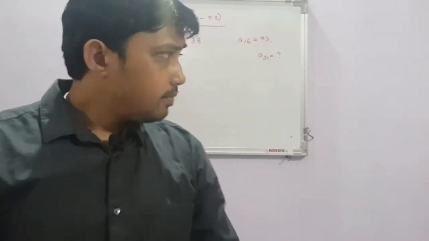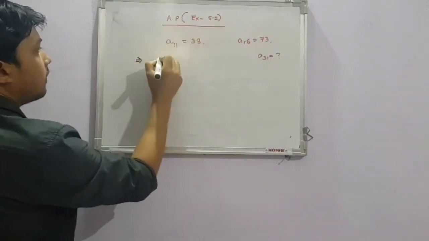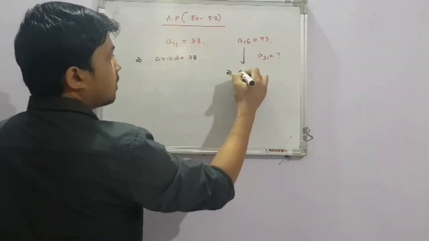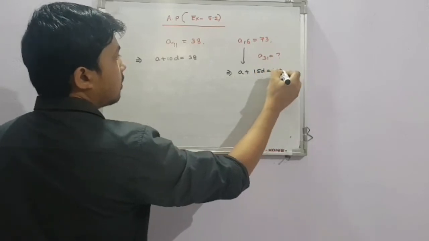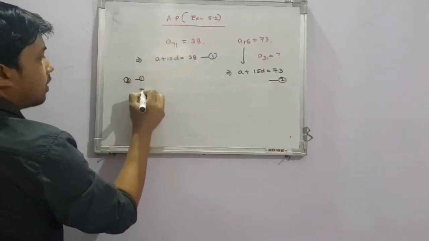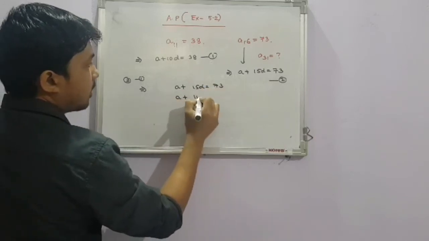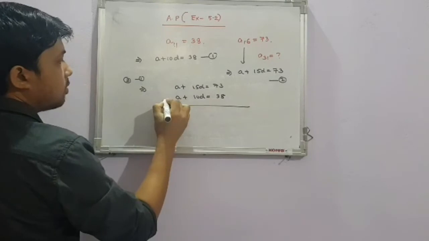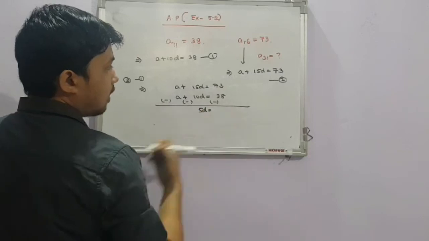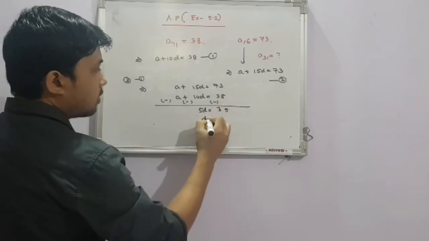So to find the 31st term, what's given? The 11th term is 38. We know that the 11th term is a plus 10d, so a plus 10d is 38. The 16th term is a plus 15d, which is 73. Let me call this equation number 1 and this equation number 2. If I do 2 minus 1, or 1 minus 2, no problem, ultimately it will give you the same result. If I subtract these two equations, a and a cancel, this will be 5d and this will be 35, so you'll have d equal to 7.